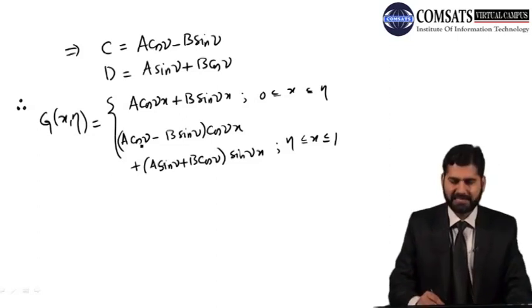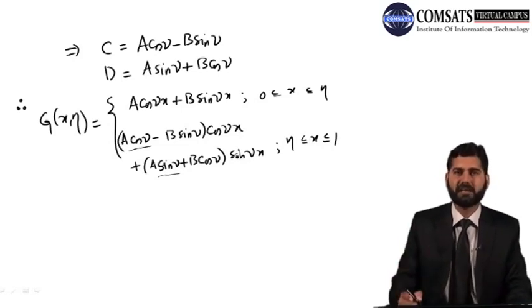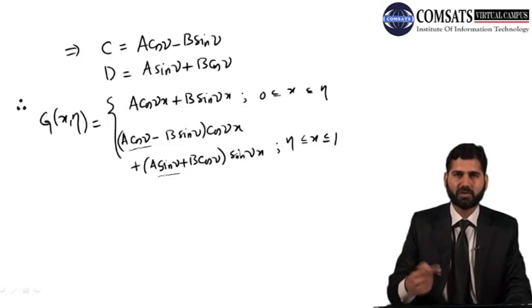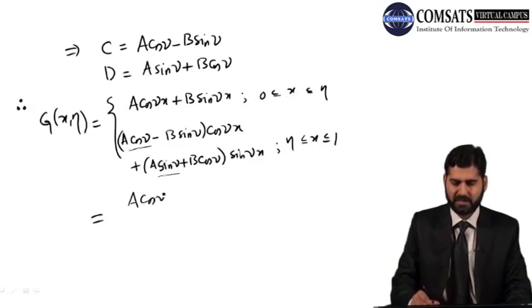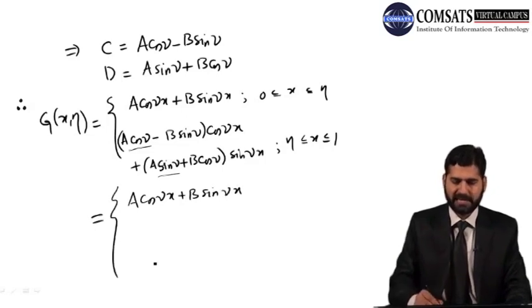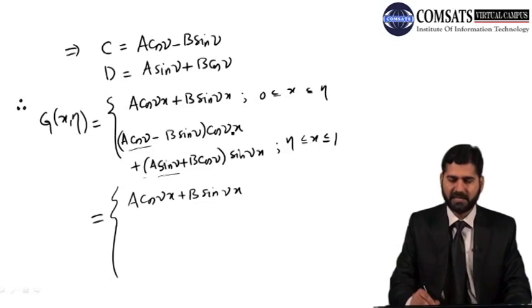So if I combine this A term, I have cos nu, cos nu x, and sine nu, sine nu x. So cos alpha cos beta plus sine alpha sine beta is cosine of alpha minus beta, right? So I got A cos nu x plus B sine nu x. This is your first one. Secondly, here cos alpha cos beta plus sine alpha sine beta is cos alpha minus beta. So A times cosine alpha minus beta. So this is what you got.